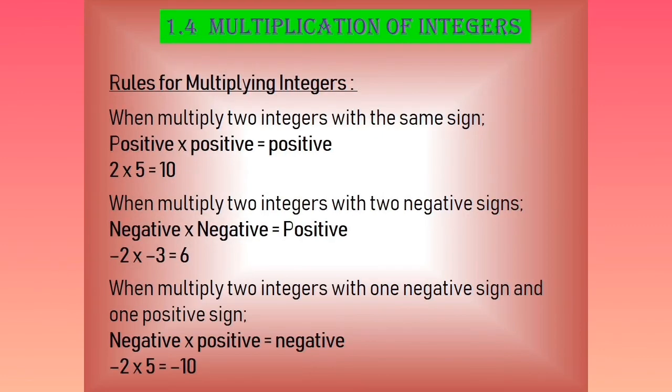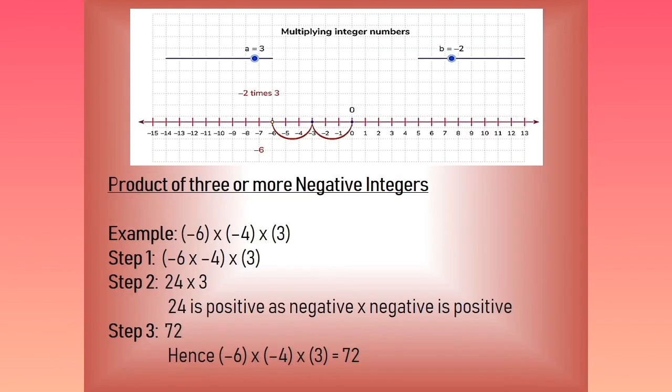Multiplication of integers. Rules for multiplying integers. When we multiply two integers with the same sign, positive times positive gives positive. 2 × 5 = 10. When we multiply two integers with two negative signs, negative times negative gives positive. -2 × -3 = 6. When we multiply two integers with one negative sign and one positive sign, negative times positive gives negative. -2 × 5 = -10.